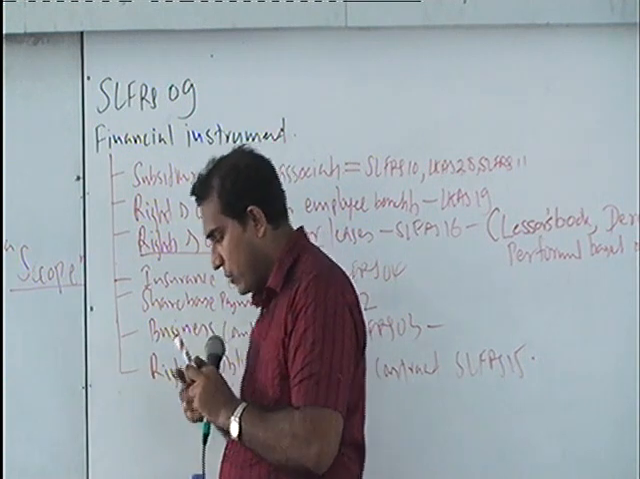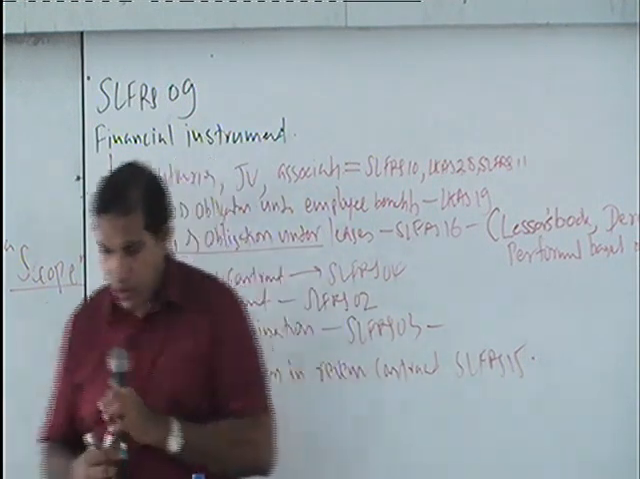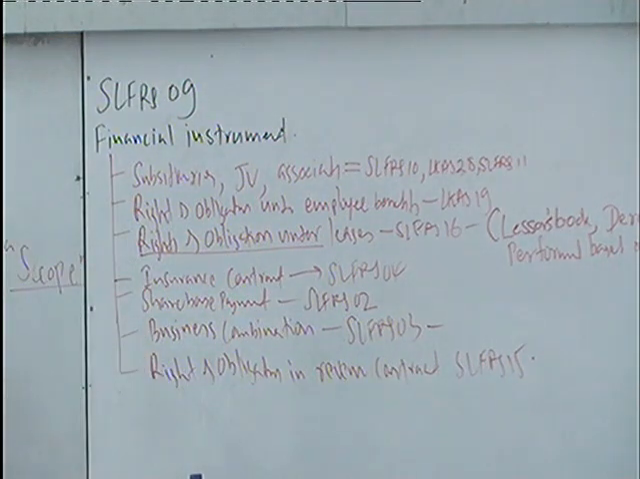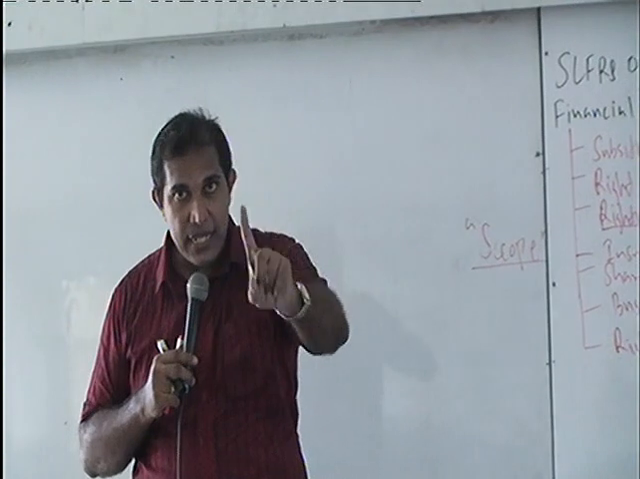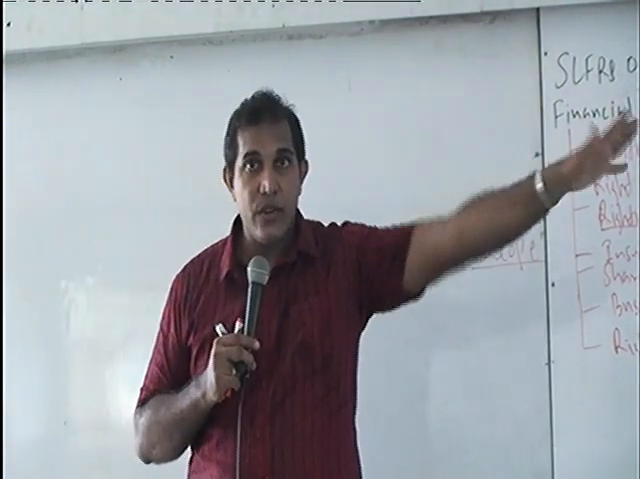Then what we can do. Already you know the classification: financial instruments are already classified as financial asset, financial liability and financial equity. Already we have defined.